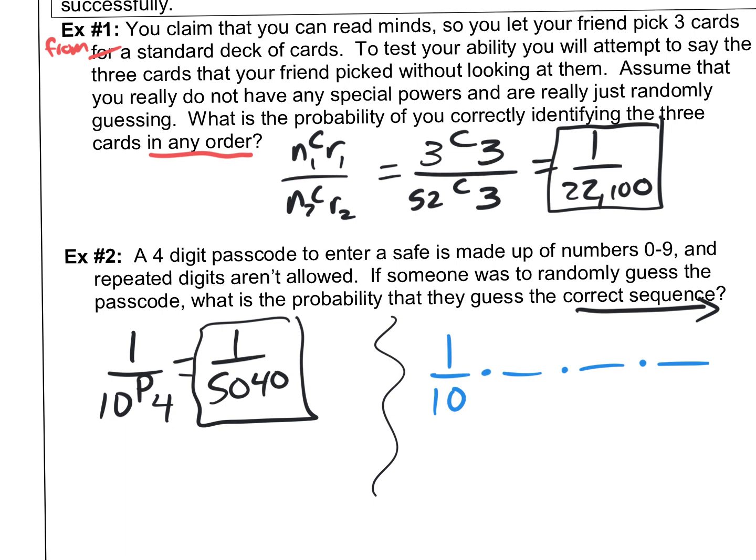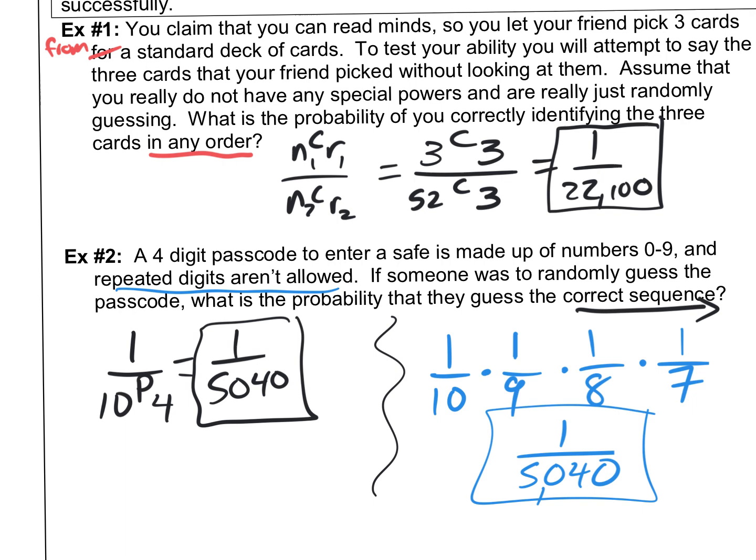So I have 1/10 times, what's the probability of the next one being correct? Well, if I already used one of those and repeated digits aren't allowed, now there's 9 possibilities. And then there would be 8, and then there would be 7. And so if I did 1 times 1 times 1 times 1, I get 1. And if I did 10 times 9 times 8 times 7, I get 5,040. And so we could do it either way and we'll get the same answer.